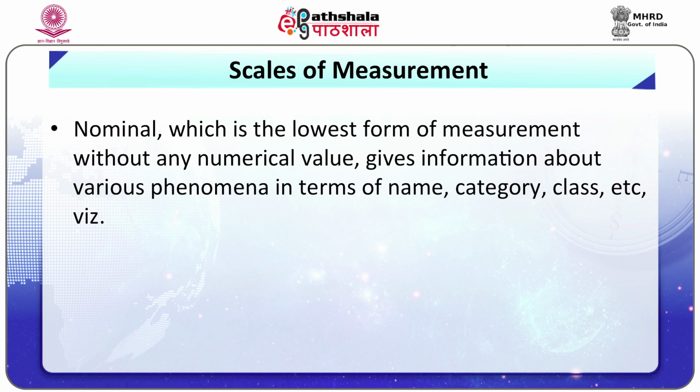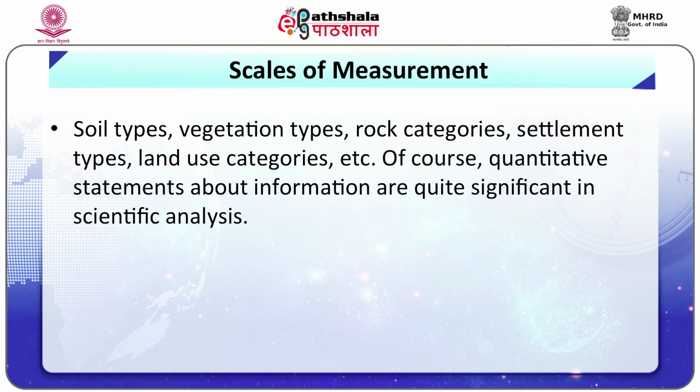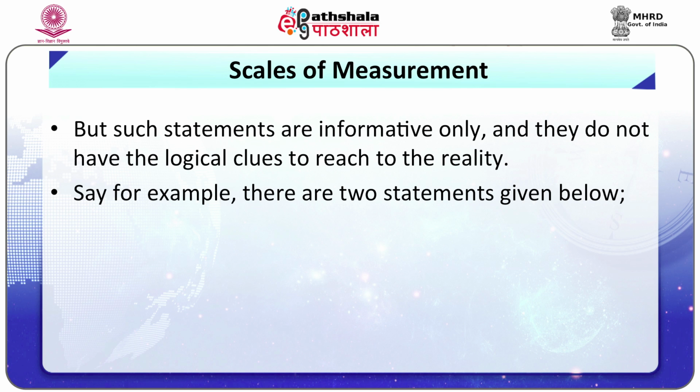Nominal, which is the initial form of measurement without any numerical value, gives information about various phenomena in terms of name, category, class, etc., that is, soil types, vegetation types, rock categories, settlement types, land use categories, etc. Of course, quantitative statements about information are quite significant in scientific analysis, but such statements are informative only and they do not have the logical clues to reach the reality.